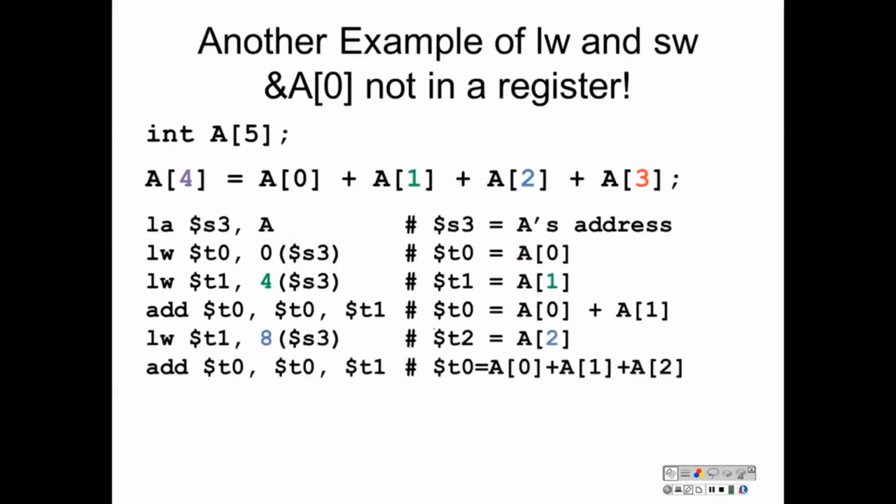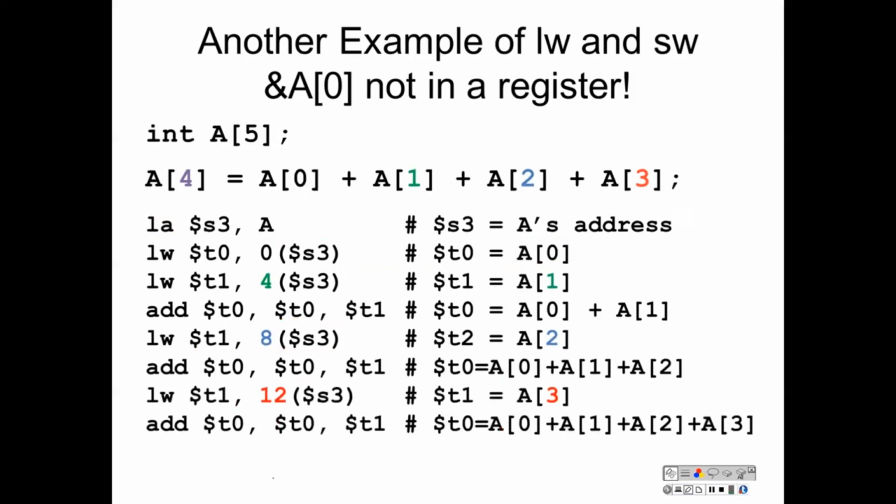Load the value of A2 from memory, put it into the T1 register, and then add T1 into the previously computed value that we have in T0. So we're updating T0 by adding A2 to it. That gives us in T0 now the summation of A0, A1, and A2.